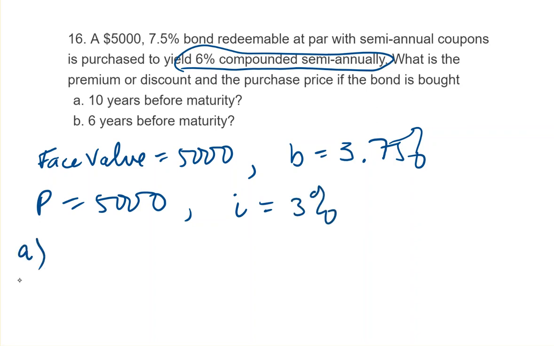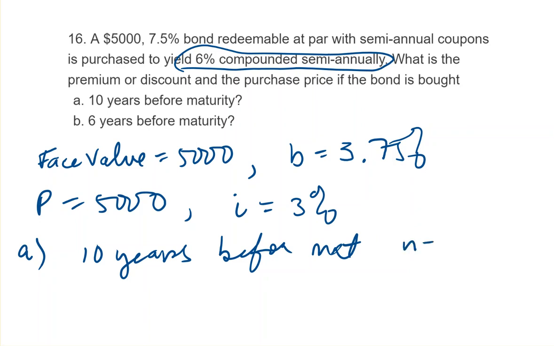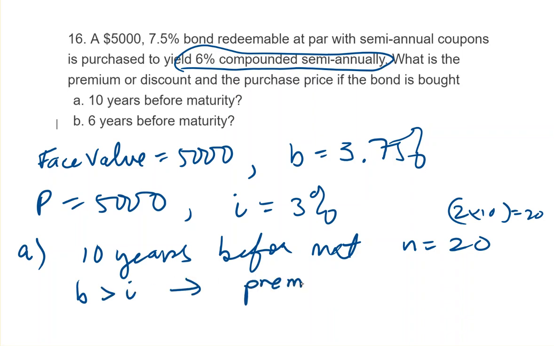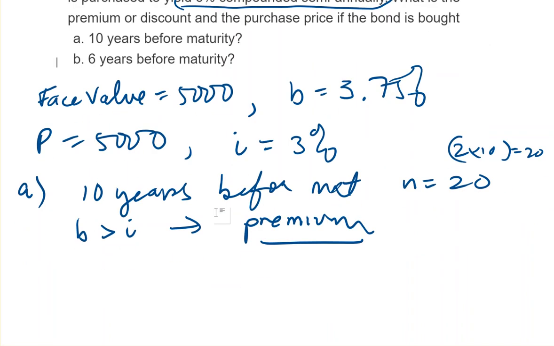So part A, 10 years before maturity, and it's compounded semi-annually, semi-annual payments, so N must be 20, right? 2 times a year for 10 years equals 20. Next, I know that B is greater than I, so this tells me that it's going to be sold at a premium. Let's move it up a little bit.